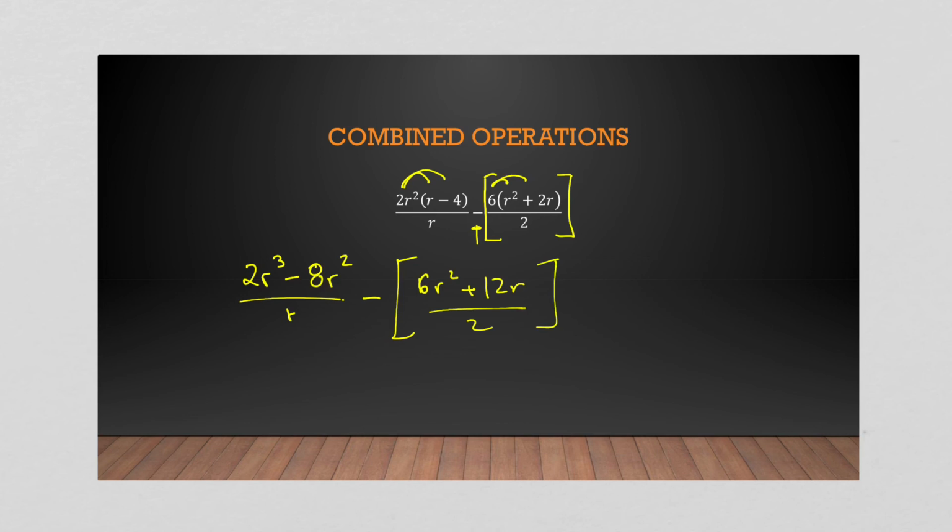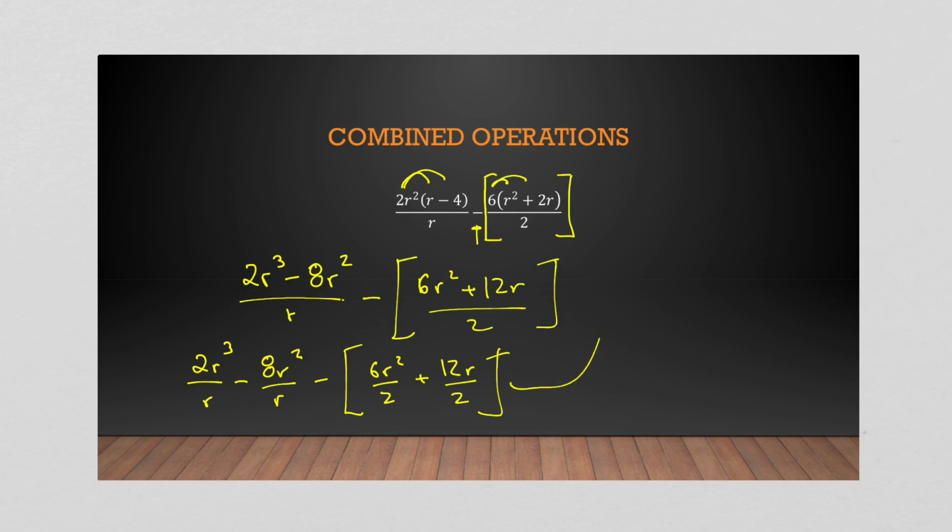And now I'm going to make sure I cancel my denominators properly. So 2r cubed over r minus 8r squared over r minus, and yes, I'm keeping my big brackets, 6r squared over 2 plus 12r over 2. Now I'm going to go all the way up here, and now I have 2r squared minus 8r minus, and I'm keeping those big brackets, but I can write them a bit smaller now, 3r squared plus 6r.